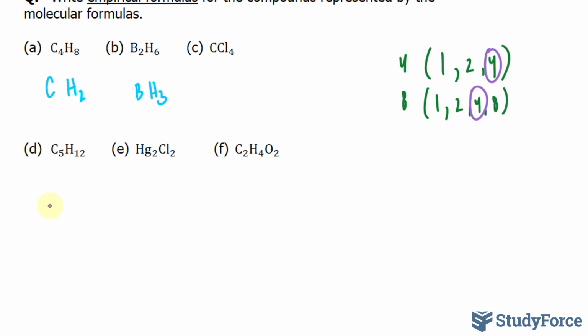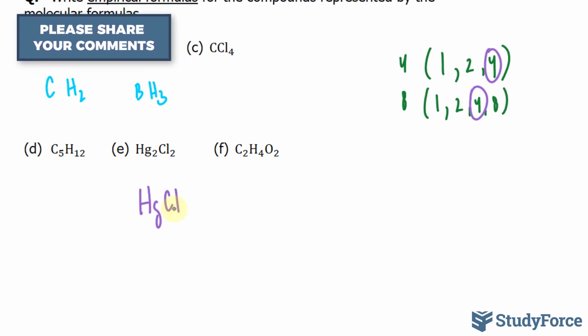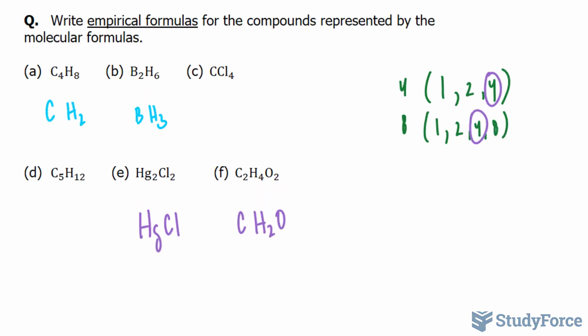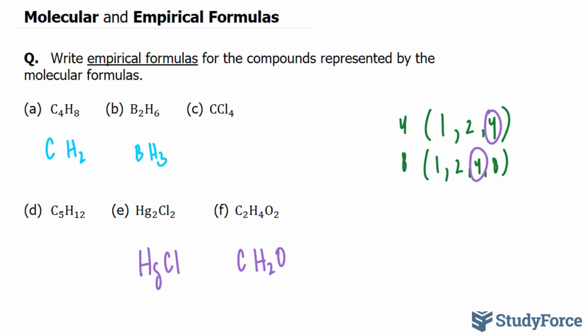In question E we have Hg2Cl2. 2 can be divided into both of these subscripts, giving us HgCl. And finally, in question F, we have C2H4O2. The greatest common factor here is a 2. We divide this by 2, we end up with C1, H2O. And there you have it, 6 examples where we convert between molecular and empirical formulas.